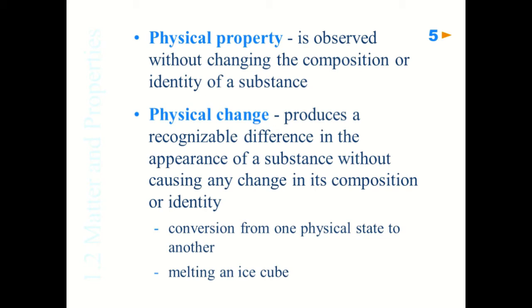So matter is essentially everything around us, and it can go through those phases, and it consists of atoms. Everything around us is made of atoms, and everything around us is matter. So what are the physical properties of this matter? Well, physical properties are things that we observe without changing the composition or identity of a substance.